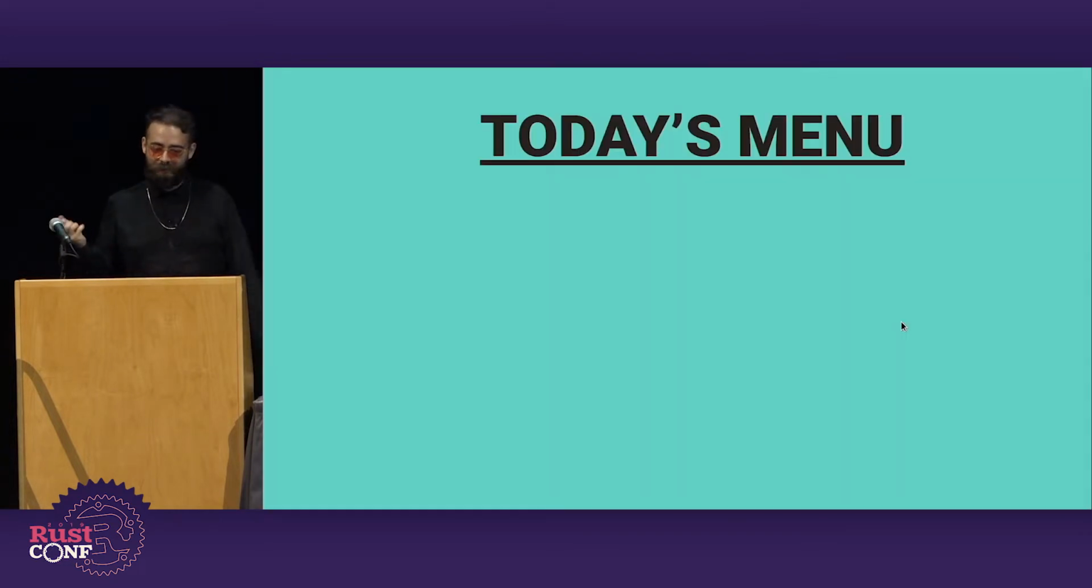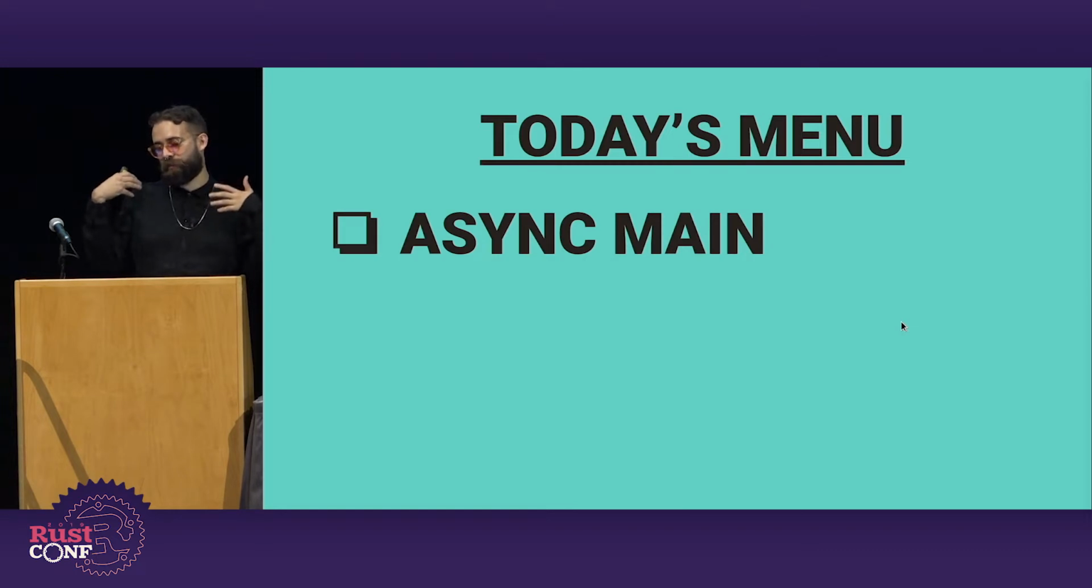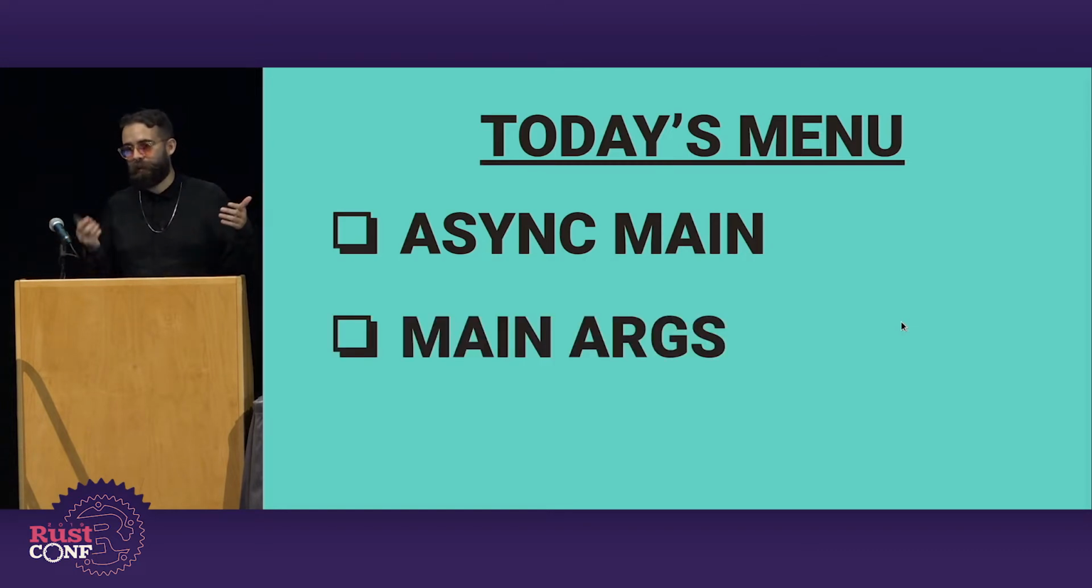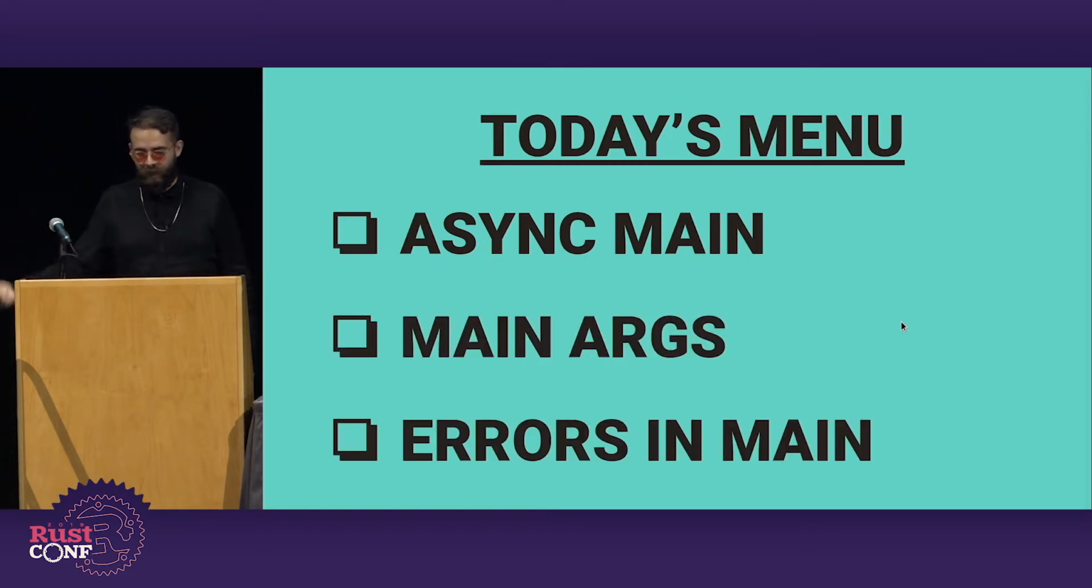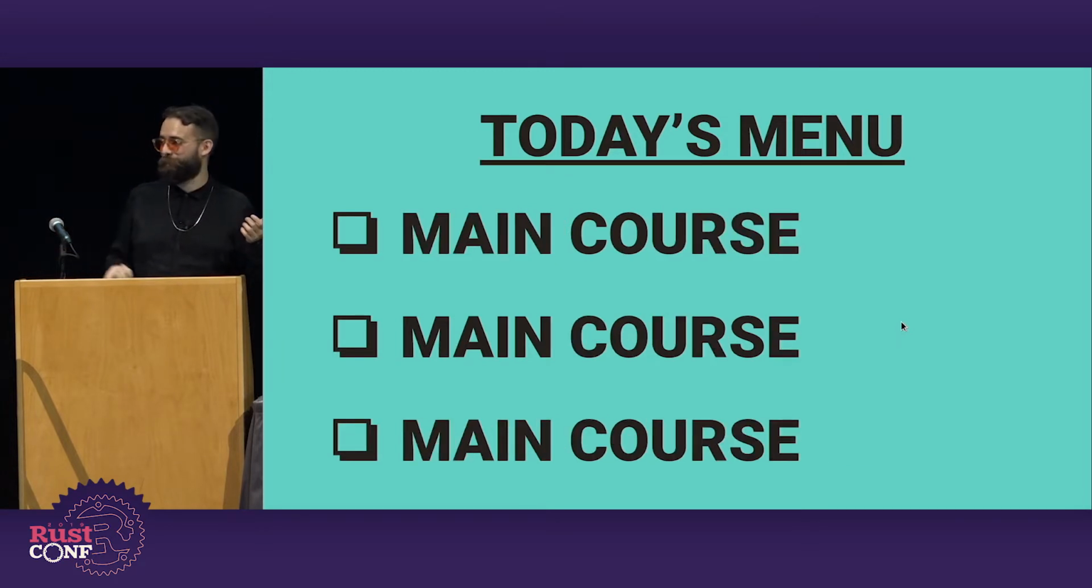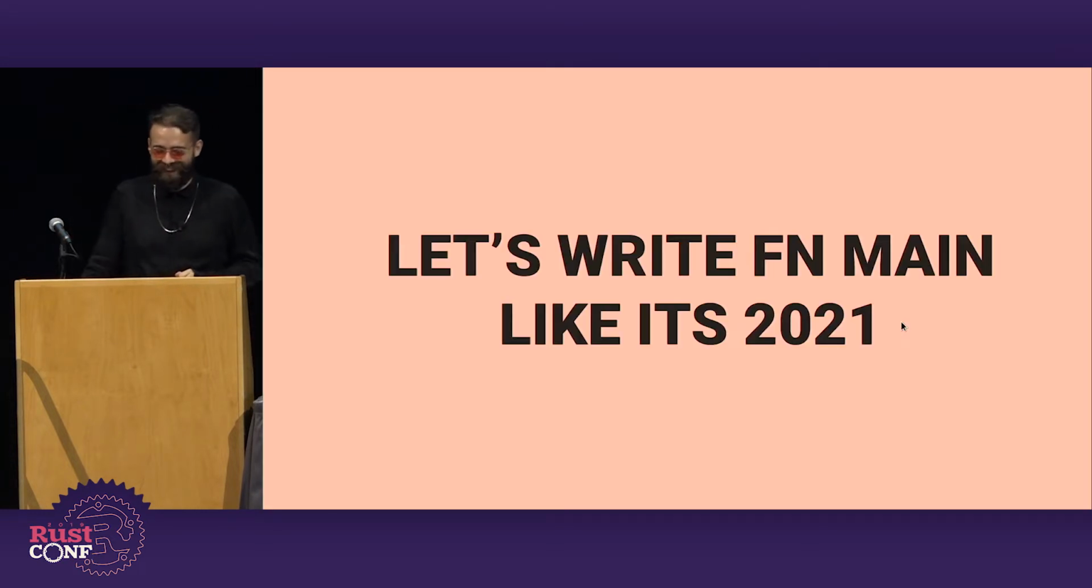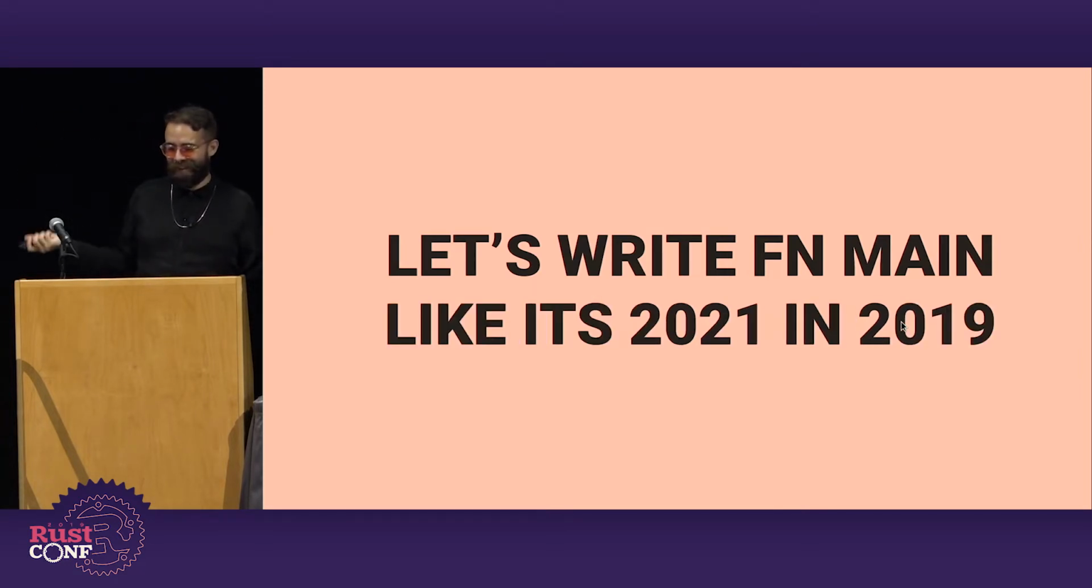All right. So for today, we're going to go over how you get to async function main, how you get main args, like args in main, and finally, improving errors in main. Or as I like to say, we have 3 main courses. Little joke there. Happy you all laughed. So all right, cool. Let's write function main like it's 2021 in 2019. Sorta.